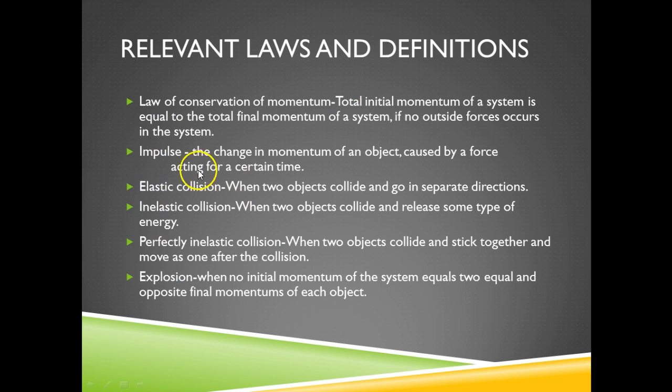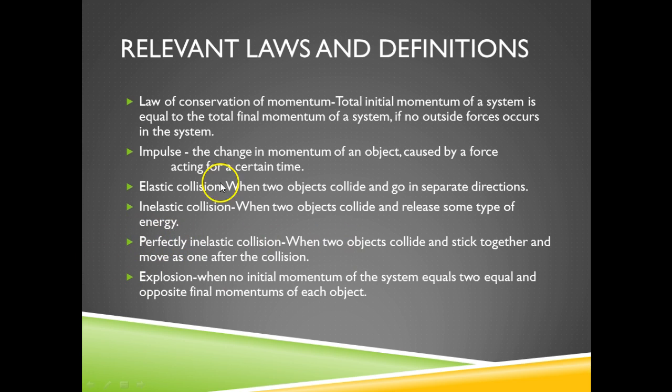Here are the types of collisions, and I will show you these afterwards in a video. An elastic collision is when two objects collide and go in separate directions. One can also stop. And an inelastic collision is when two objects collide and release some type of energy. So kinetic energy will not be conserved in this.